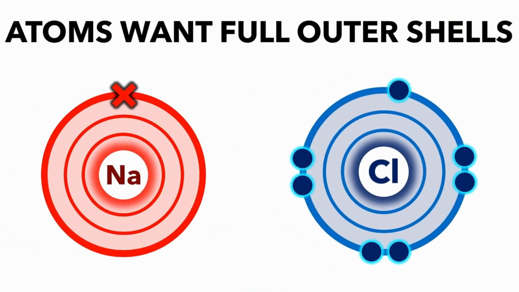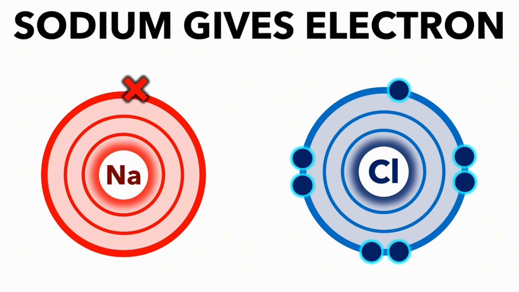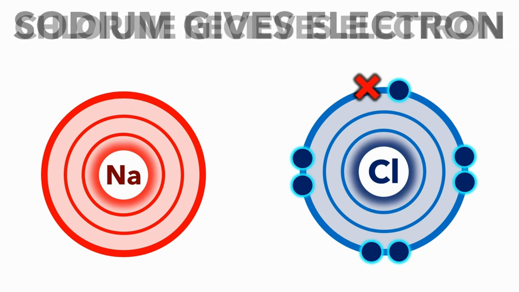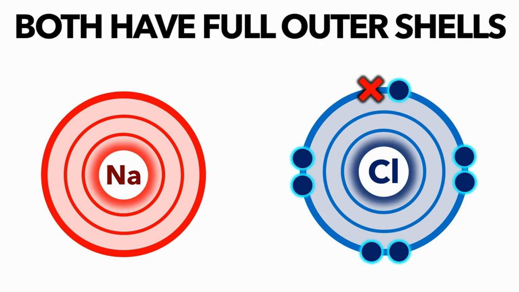So the metal and non-metal atoms do a deal. The metal sodium atom gives its electron away and the non-metal chlorine atom receives it. Now they both have full outer shells.